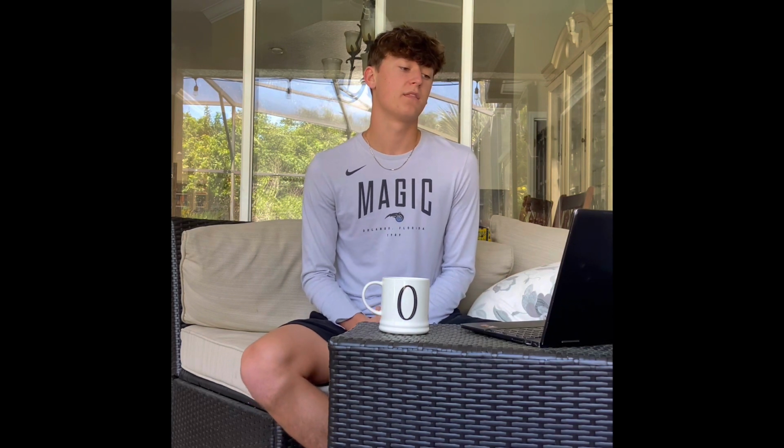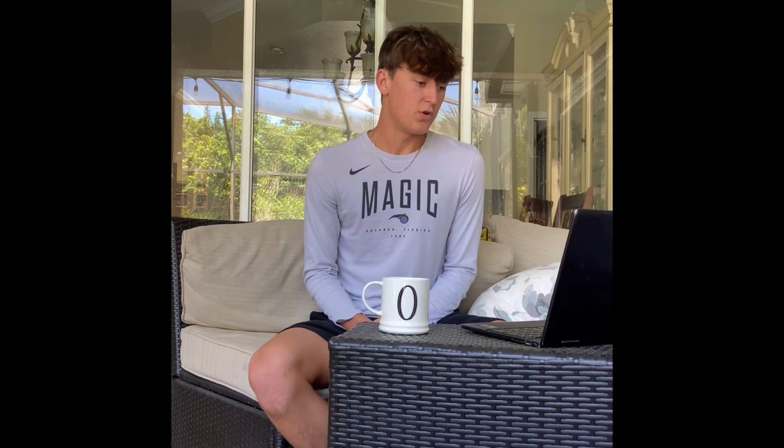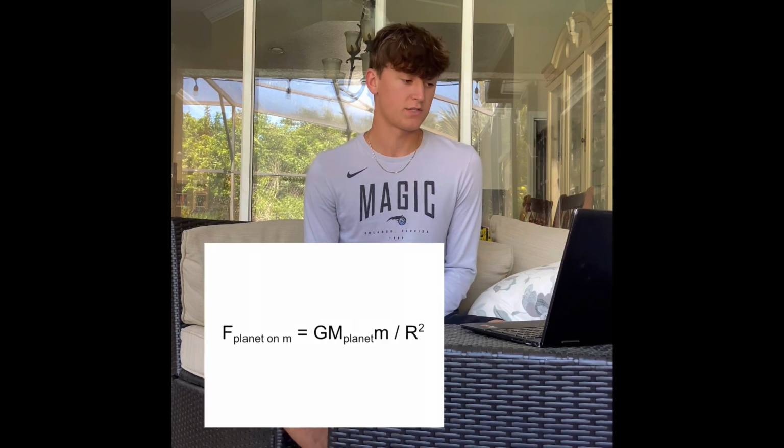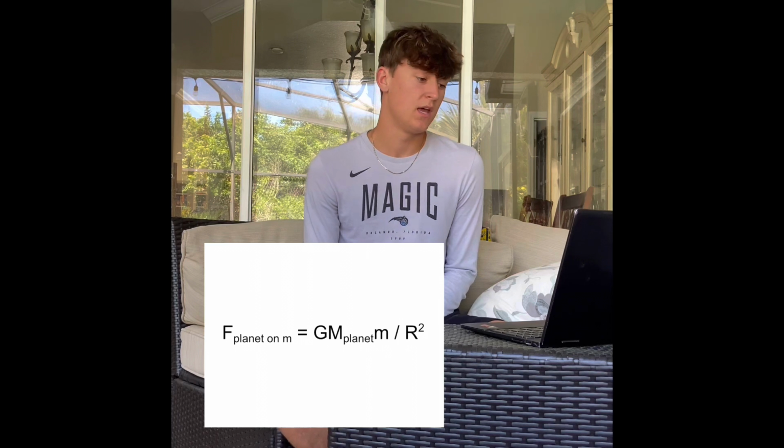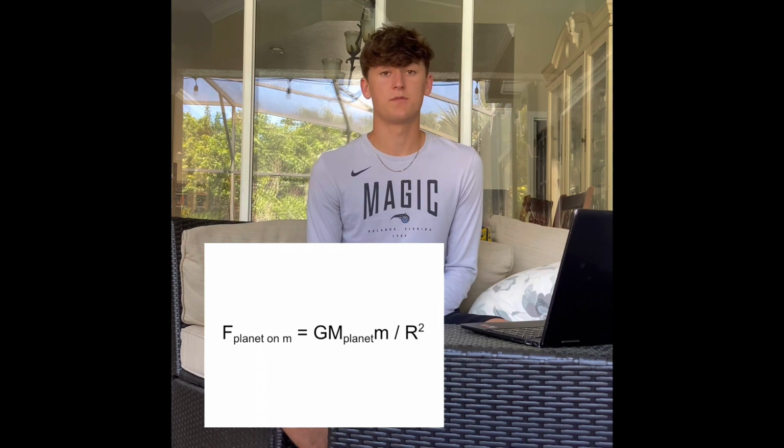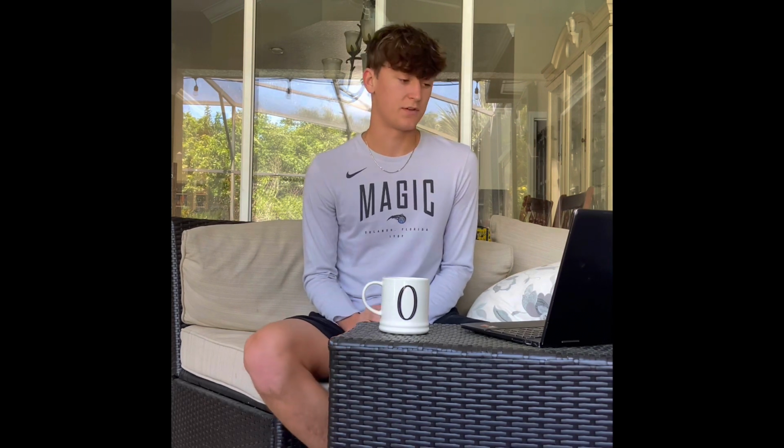There's also a way to find the force of attraction between two objects, big or small. You can use this equation. The force equals the gravitational constant times the mass of the planet times the mass of the second object over the radius. The radius in this would be the distance from one center to the other center.